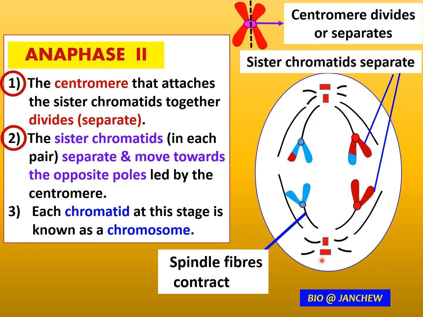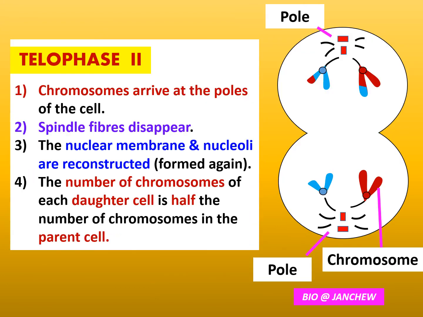Same for this one. Now each chromatid at this stage is known as a chromosome. So each chromatid will become a new chromosome for the new cell. After ANAPHASE II comes telophase II. So in telophase II, chromosomes arrive at the opposite poles, the two poles of the cell. Spindle fibers disappear as they have already done the job of pulling the sister chromatids to the poles.